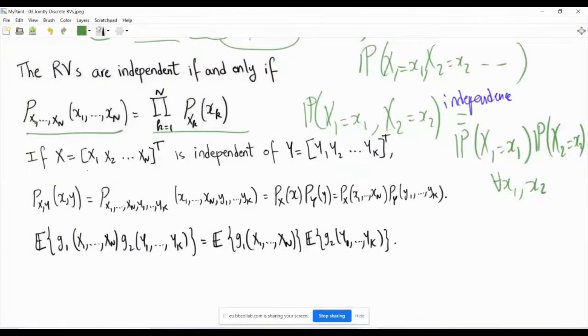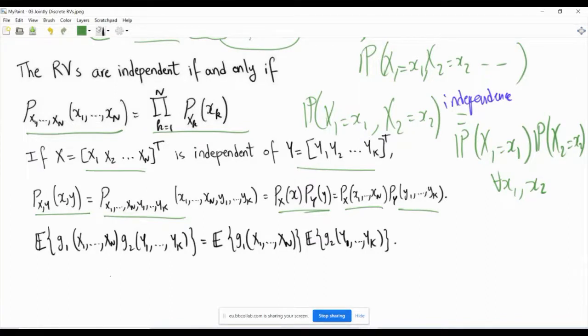Now, if we have two random vectors, x and y, and they are independent of one another, it means that I can take the joint PMF of those big N plus big K random variables, or in our case here, discrete random variables, and write it as a product. So we can basically isolate these two PMFs, and multiplying them will give us the joint.